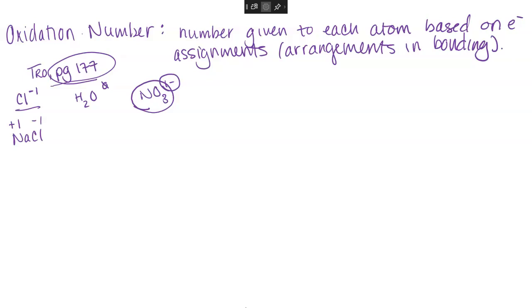nitrate. Nitrogen will have a very different oxidation number than its normal charge that it would form for nitride. That's a 3-, but nitrate we'll see is a very different oxidation number because it's covalently bonding. So there's a few rules to go with that, and they are summarized in your notes as well as on page 177.